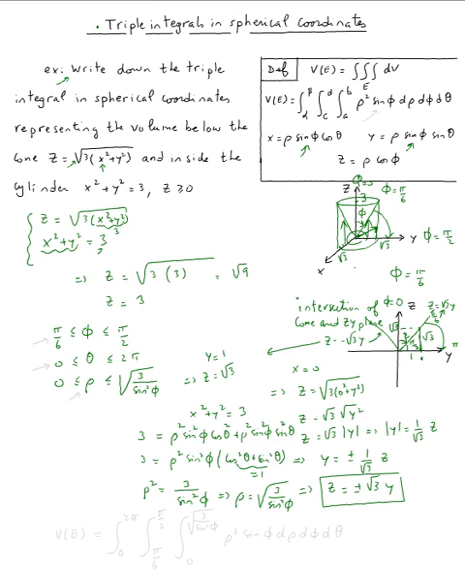Alright, so now let's write the triple integral, or the volume. V of E is equal to, I want my theta to go from 0 to 2 pi. I want my phi to go from pi over 6 to pi over 2. Now I want my rho to go from 0 to square root of 3 over sine squared phi. And then the rest is just copying it, so it's rho squared sine phi d rho d phi d theta. And that's it.